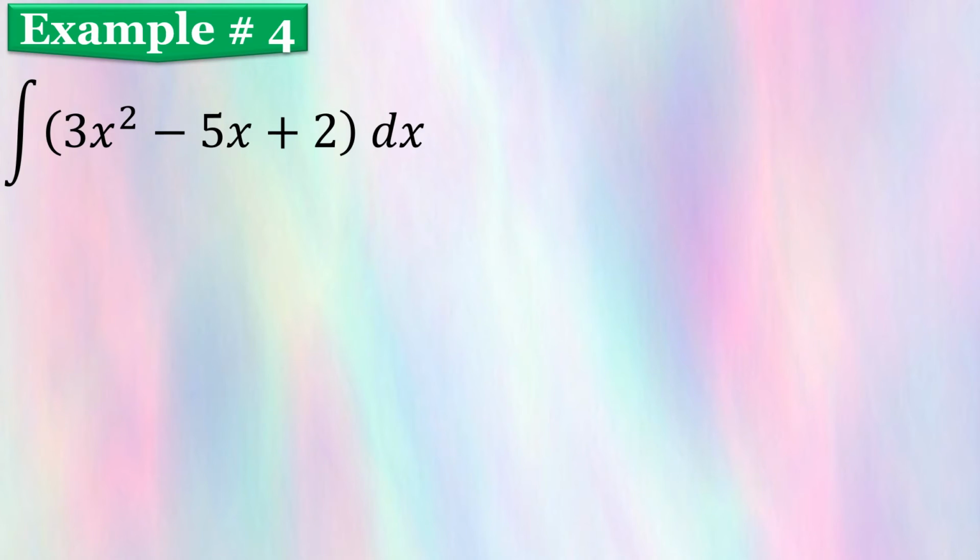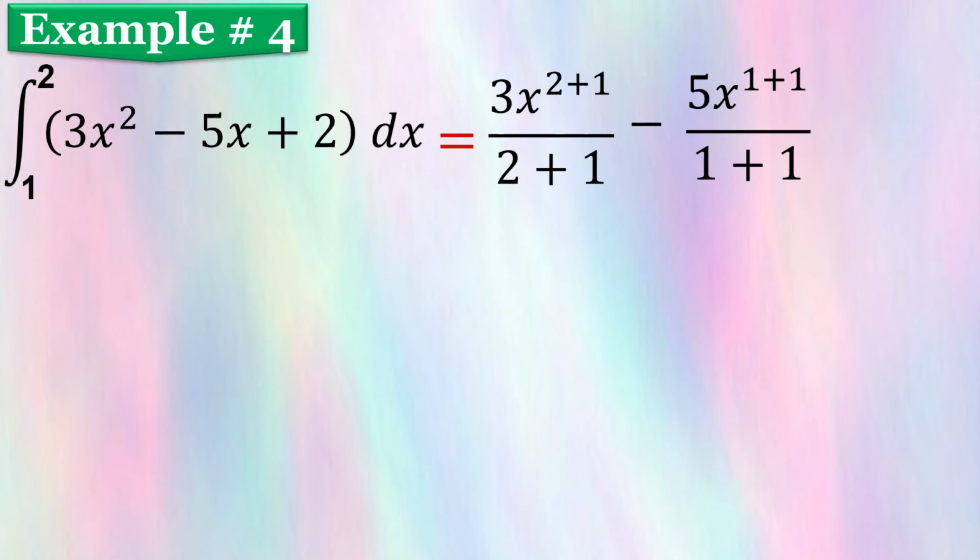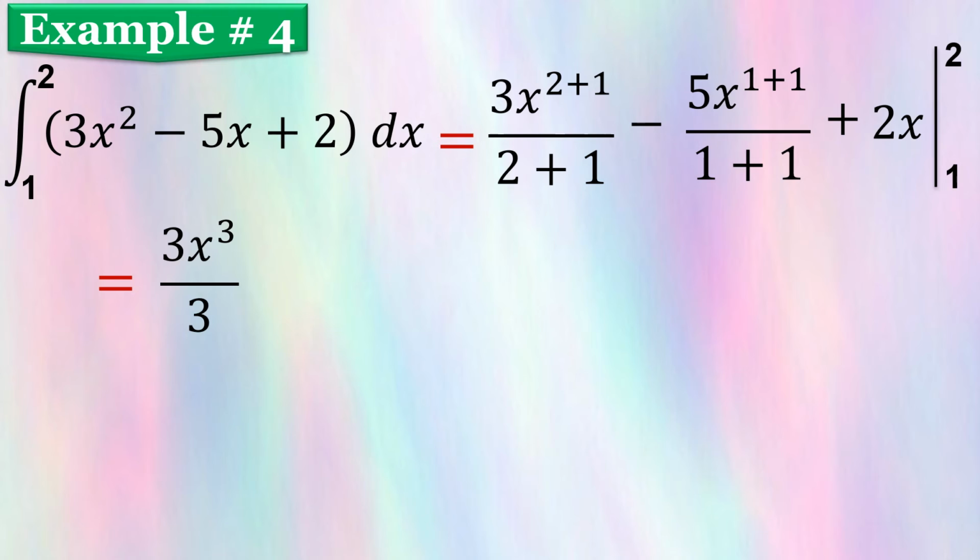Now let us have another. So let us integrate 3x squared minus 5x plus 2 dx from 1 to 2. So we have 3x to the 2 plus 1 over 2 plus 1 minus 5x to the 1 plus 1 over 1 plus 1 plus 2x from 1 to 2. Simplifying further, we get 3x to the third over 3 minus 5x squared over 2 plus 2x from 1 to 2.